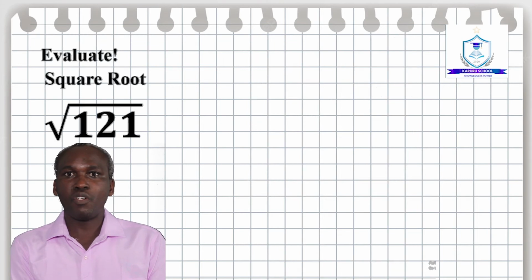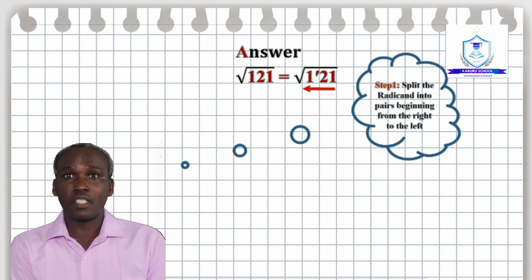Now, we'll move on to our next step where we will evaluate the square root of large numbers by the pairing method. Let's find the square root of 121. To solve this expression, we'll first start by splitting the number into pairs beginning from right to left. So we'll combine 2 and 1 and then mark with an apostrophe the demarcation between the pairs and the remaining number, which in this case is 1.